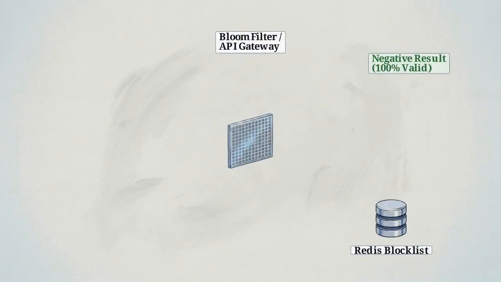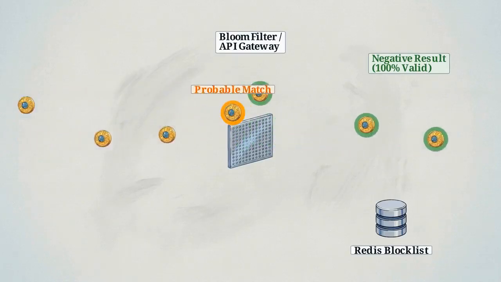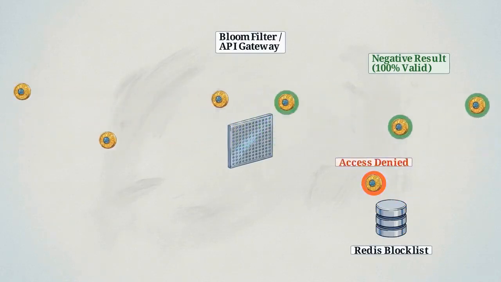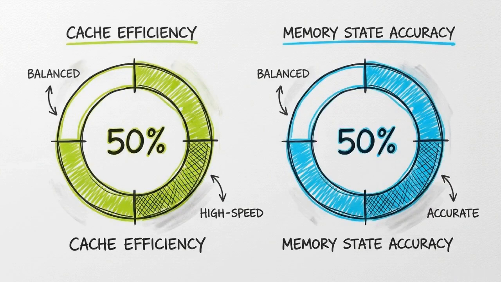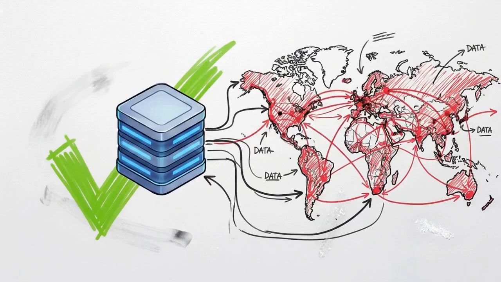We resolve this by deploying a Bloom filter at the API gateway, acting as a high-speed gatekeeper. A negative result guarantees the token is not revoked. A positive result indicates a probable match, triggering a fallback exact query to Redis. Layering Bloom filters over an in-memory cache resolves the stateless versus stateful paradox. It allows for high-speed local validation while maintaining a path for immediate global revocation.